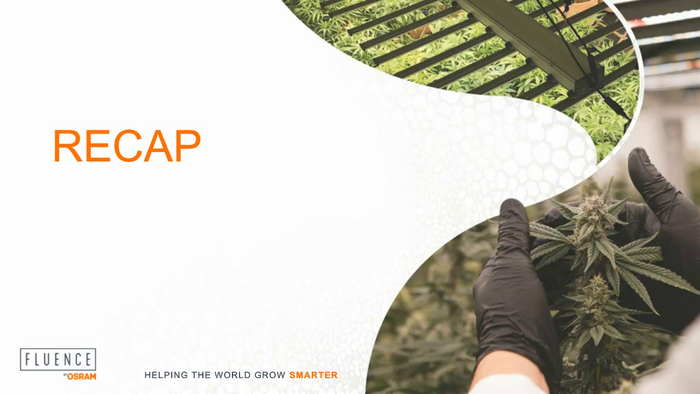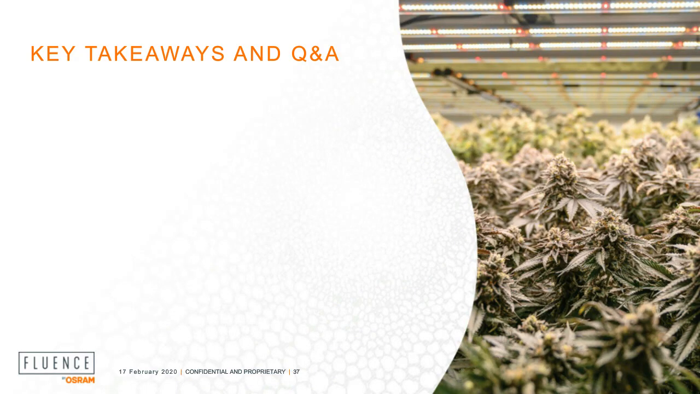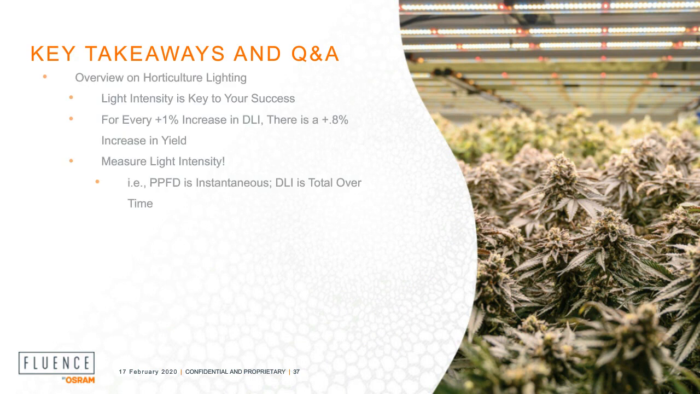Nice. And so now let's go through a recap, some key takeaways, and then we'll head over to the Q&A. And so we did an overview on horticultural lighting. We talked about how light intensity is key to success. For every 1% increase in DLI, there's a 0.8% increase in yield.